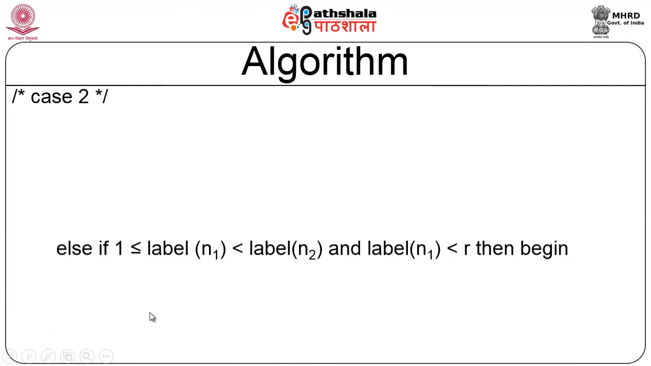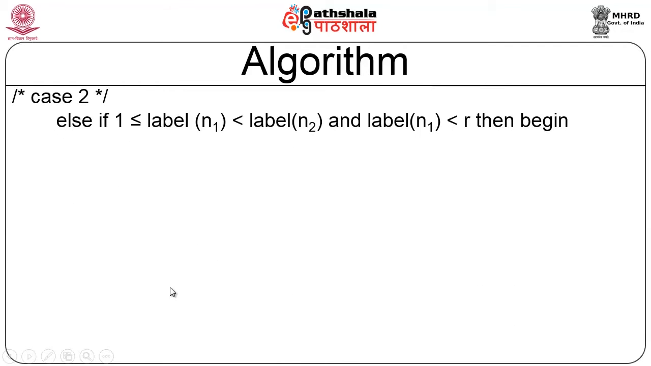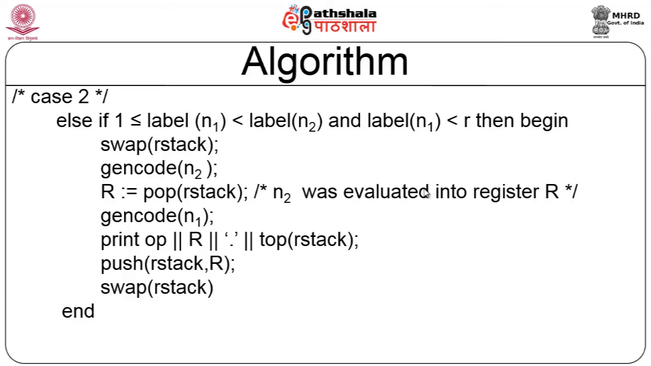So the next one is case 2. In case 2, we check whether the label of n1 is less than the label of n2, and the label of n1 is less than r. Here, label of n1 less than label of n2 means n2 is heavier. So this is what we said is case 2. If n2 is heavier, I will also check whether r is going to be overshot, that is, the number of registers. If that is the case, I will call case 4.